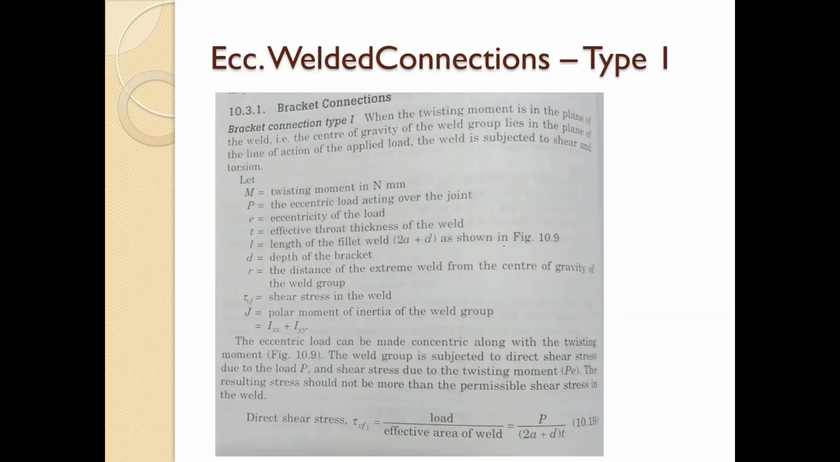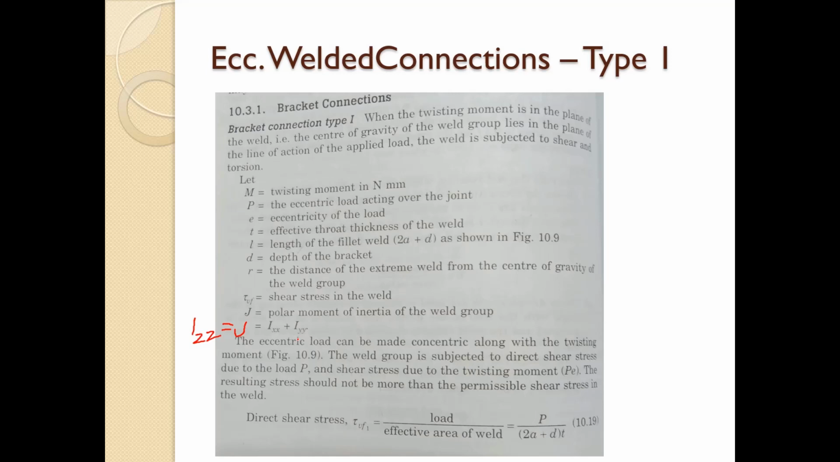Then tau F is the shear stress in the weld. J is the polar moment of inertia of the weld group. By the perpendicular axis theorem, IZZ, that is J, equals IXX plus IYY. So this J is again equal to IZZ, that is the polar moment of inertia. So the eccentric load can be made concentric along with the twisting moment.